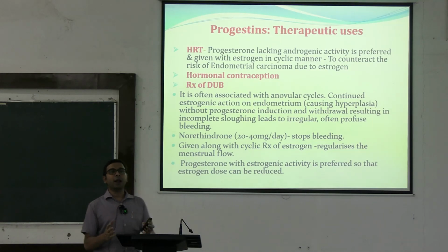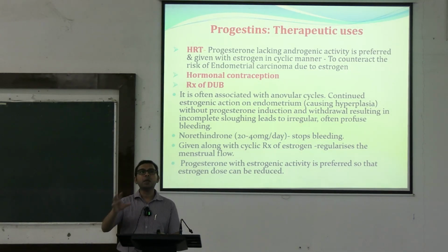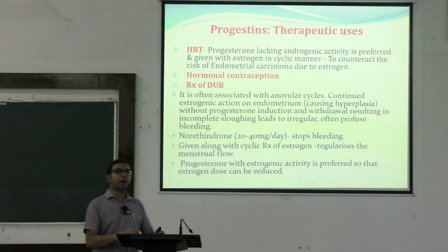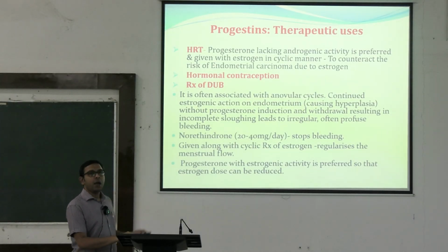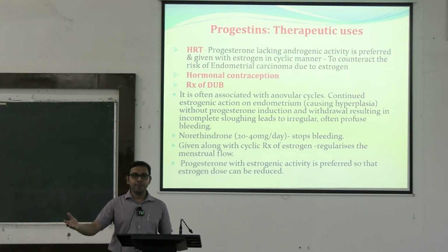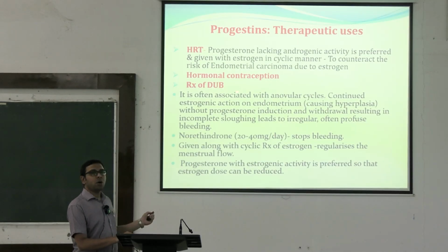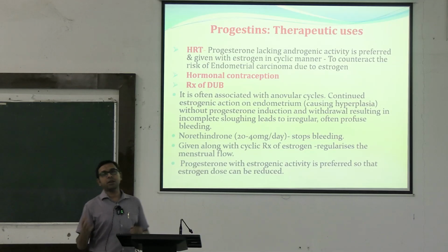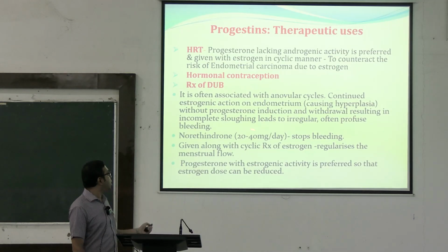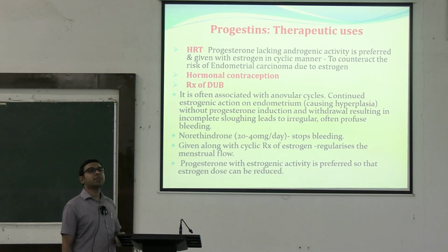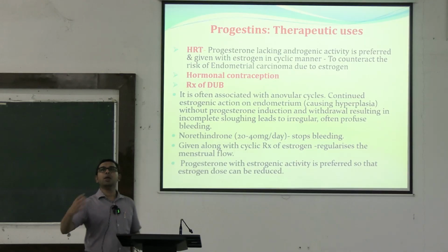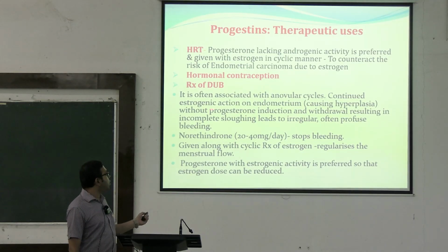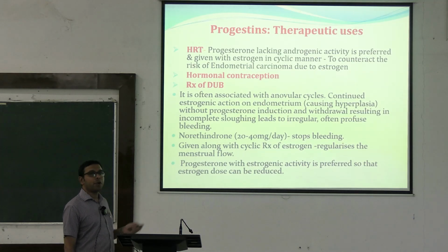Hormone replacement therapy, in combination with estrogen. We have discussed the menopausal hormone replacement therapy; as part of the hormonal contraceptive, we will discuss it as well. It is also used in the treatment of dysfunctional uterine bleeding. Again, in most cases it is used in combination with estrogen. Mainly it is used in the anovulatory cycle, that is, the cycle is happening but ovulation is not happening. Continued estrogen action on the endometrium is the cause. So ultimately we are using the progesterone so that there will be ovulation.